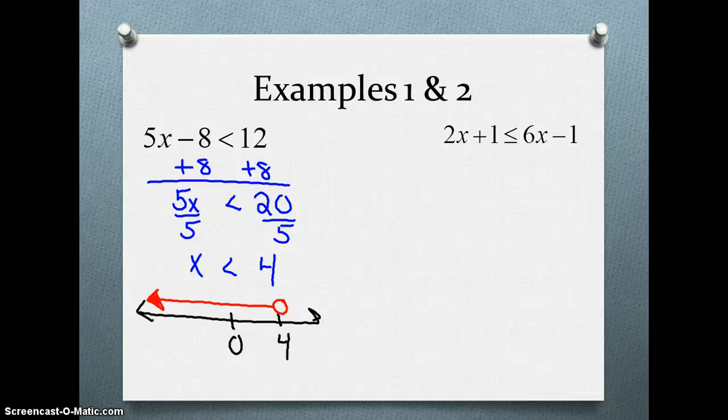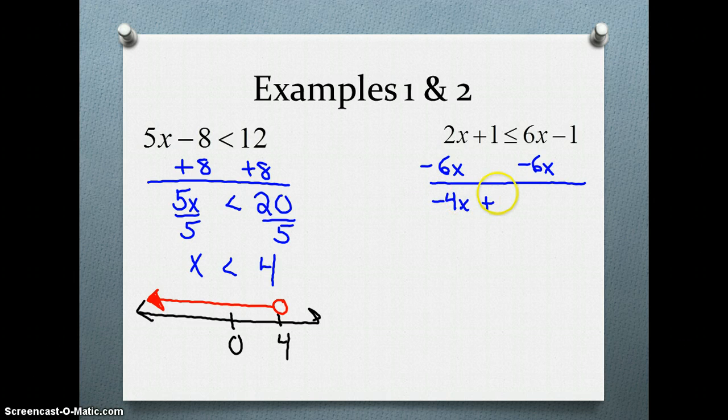If we look at example 2 on the right there, a big difference is the fact that there are variables on both sides of the inequality. I'm going to collect the variables all together on the left side. In order to do that, I'm going to subtract 6x. 2x minus 6x is negative 4x. We still have plus 1, less than or equal to negative 1.